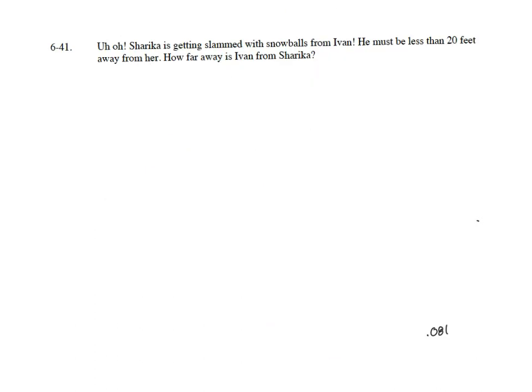So now I'm on to problem number 41, and all of a sudden it says, uh-oh, Sharika's getting peppered by Ivan. Either he got in the weight room or he must be less than 20 feet away from her. How far away is Ivan from Sharika? And so all of a sudden we have this situation now where Ivan is just peppering Sharika, but I thought we calculated on the previous problem that she was more than 25 feet away. So how is this happening?